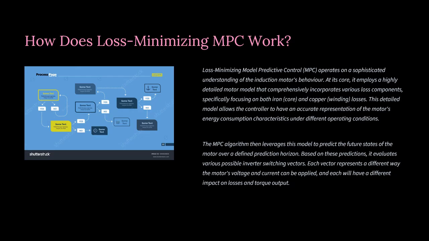The model allows control over an accurate representation of the motor's energy consumption characteristics under different operating conditions. Model predictive control leverages a breakdown of the horizon. Each vector represents a different way of applying motor voltage, and predicting the current has a different impact on losses and torque output, which can vary in different driving cycles.